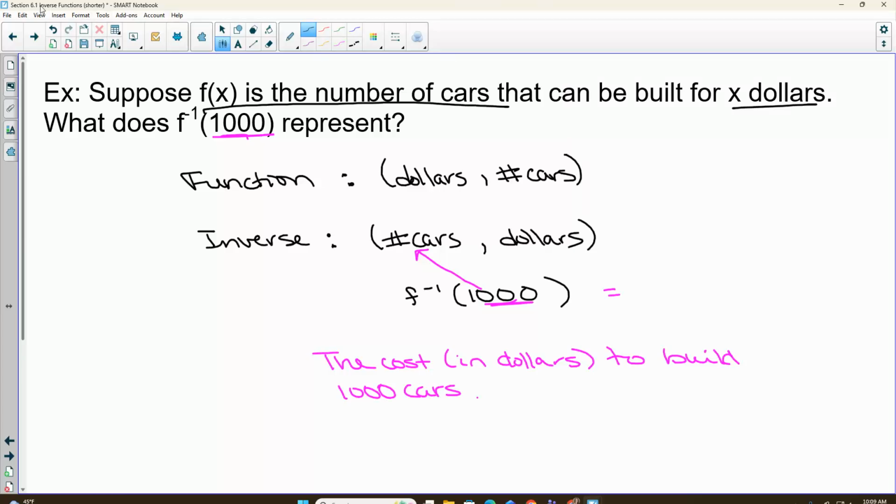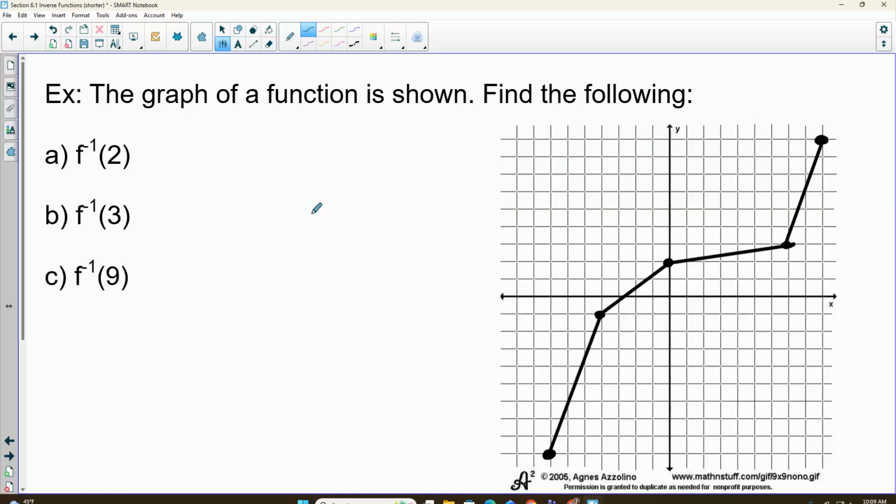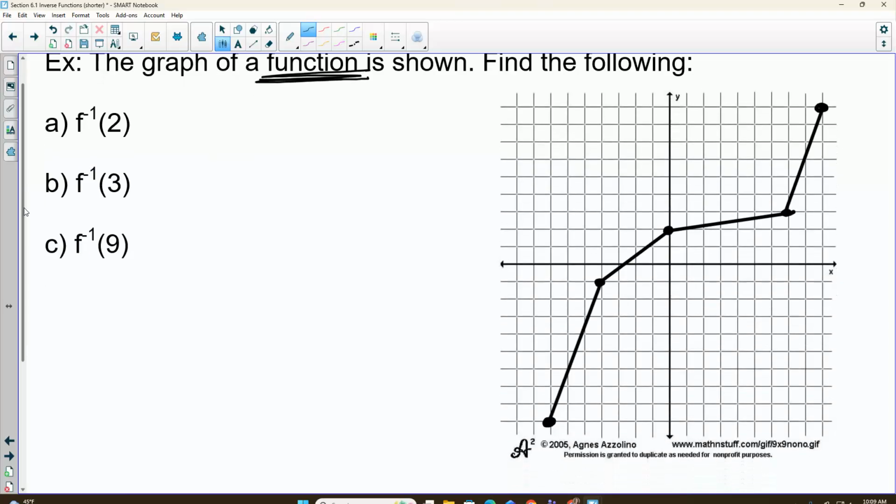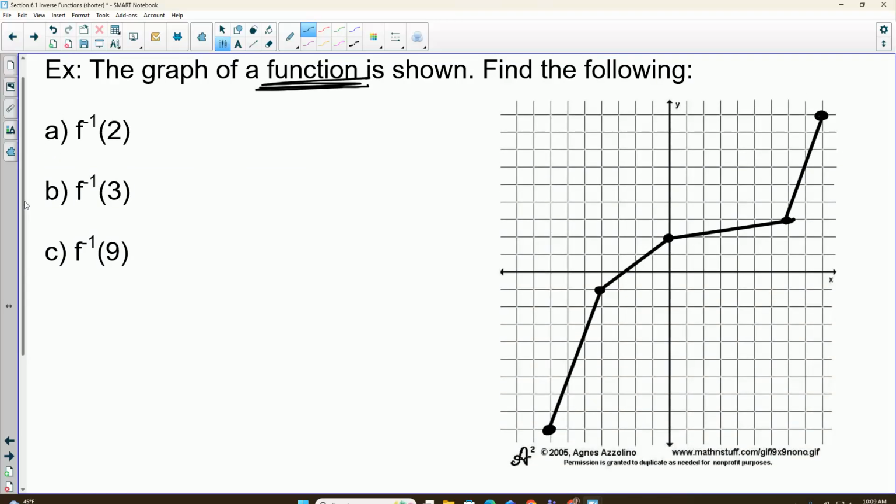Last question. The graph of a function is shown. Find the following. Here's the problem. The graph is for the function. What am I asking you questions about? The inverse, okay? We know that in the inverse, x and y are flipped.